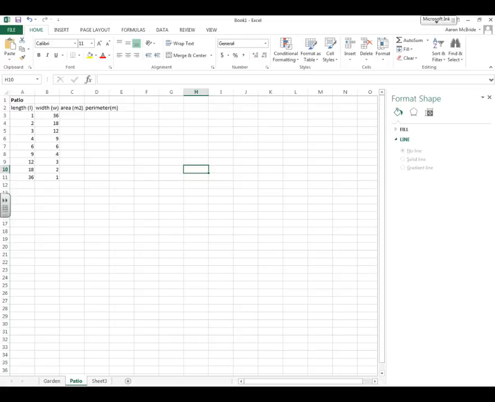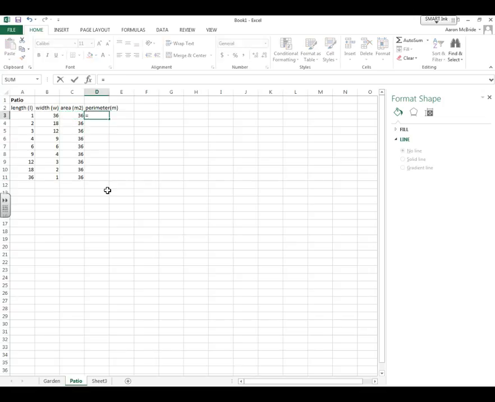All right, so here we are back in Microsoft Excel, and I've set up the patio data. 1 to 36 for the length, 36 down to 1 for the width. The areas we can calculate as before. If you remember, we can use our keypad, and we can take length times width. We can copy that down. Control V is a paste, a quick option from the keyboard.